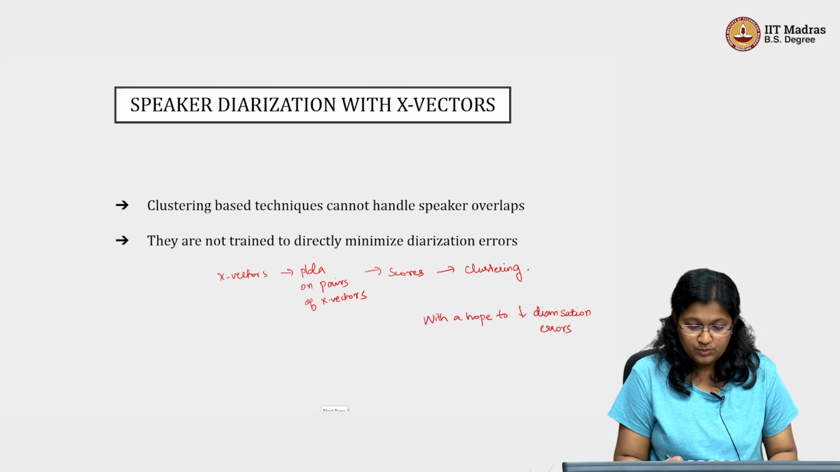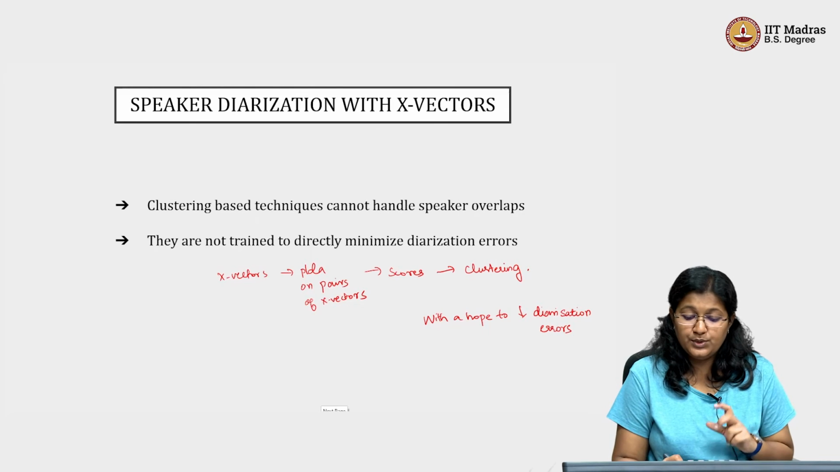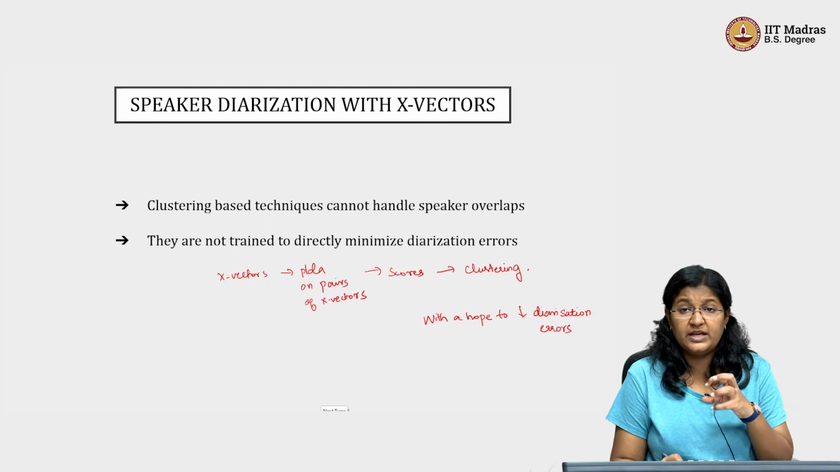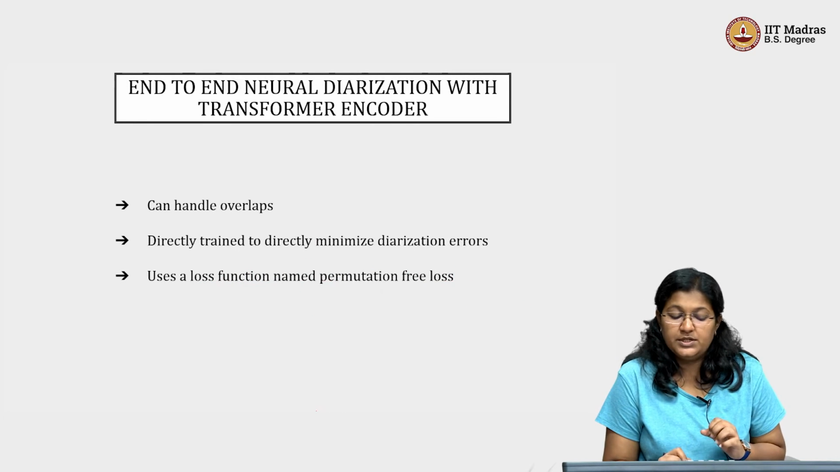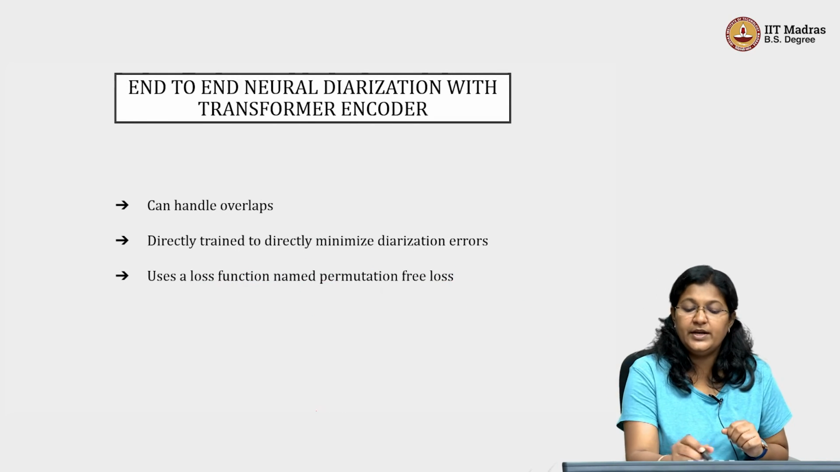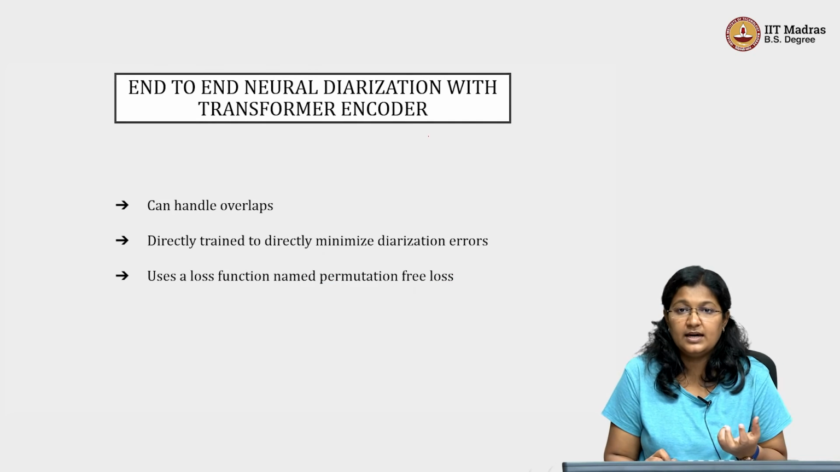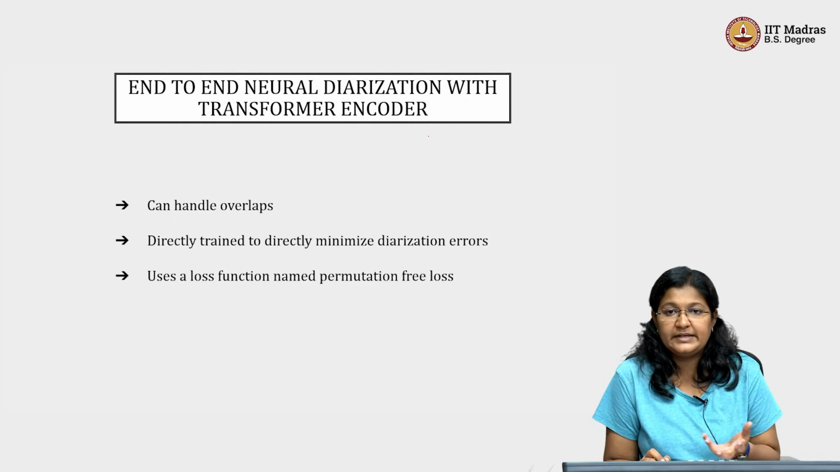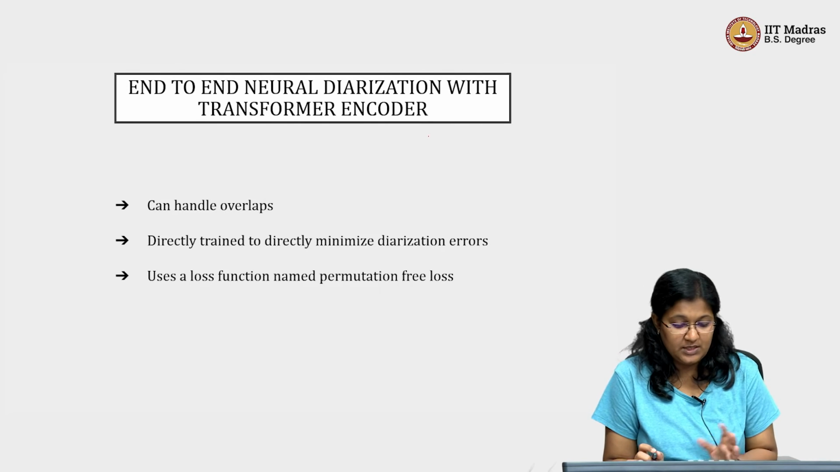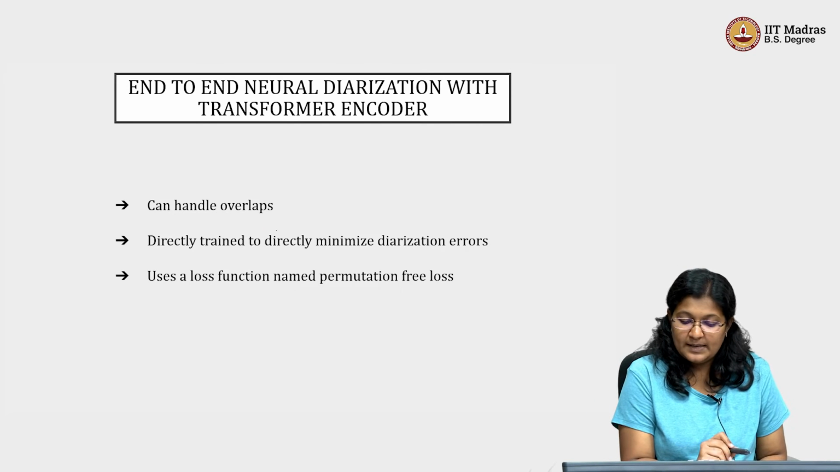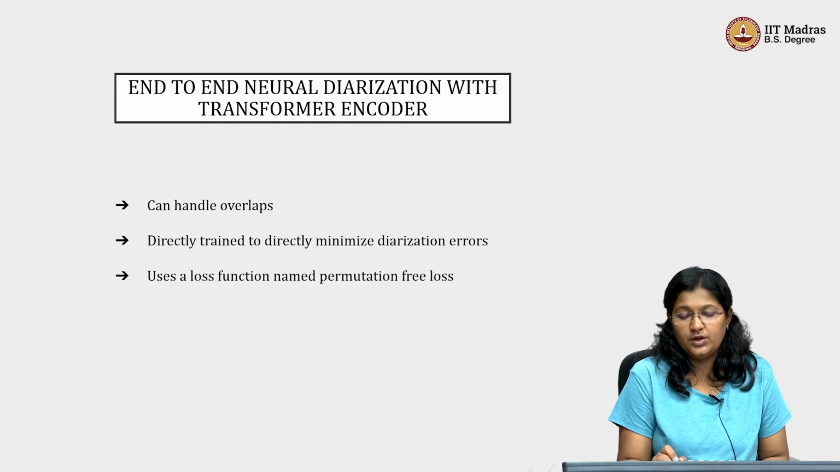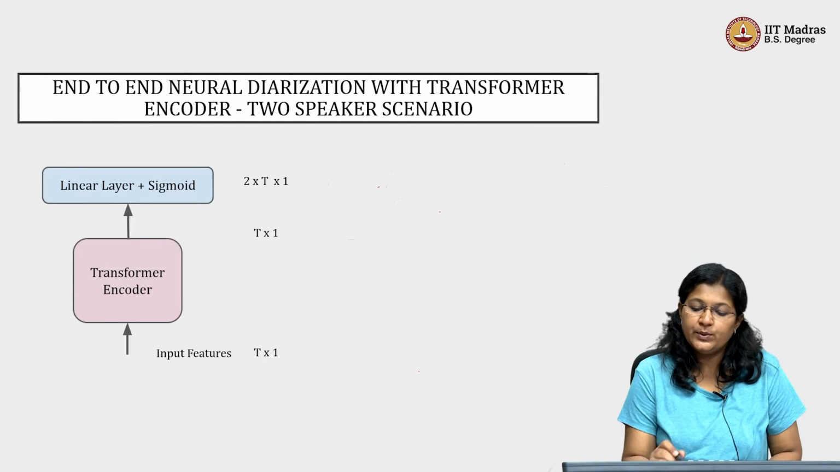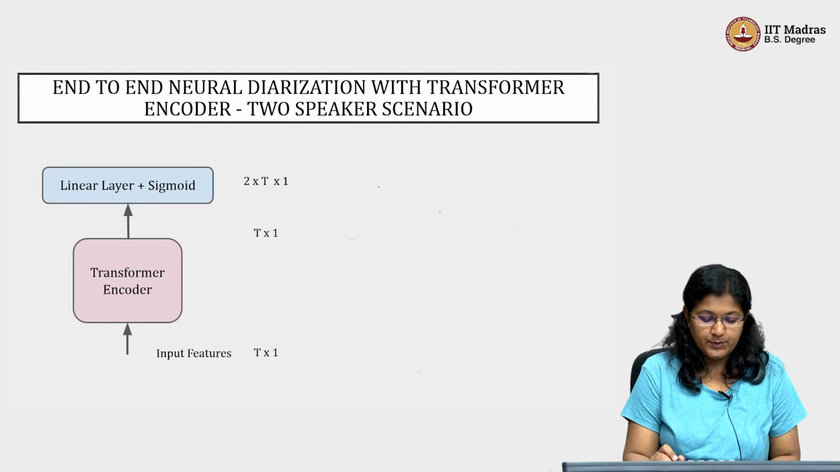Now, to handle overlaps and to minimize diarization error, to bring a proper objective function into the picture, a technique was introduced. Okay, that's your end-to-end neural diarization technique, which uses a transformer encoder. It can use any encoder, but right now it uses a transformer encoder. So it can handle overlaps as mentioned before. It directly minimizes diarization errors, and a new loss function you will come across, which is called permutation-free loss.